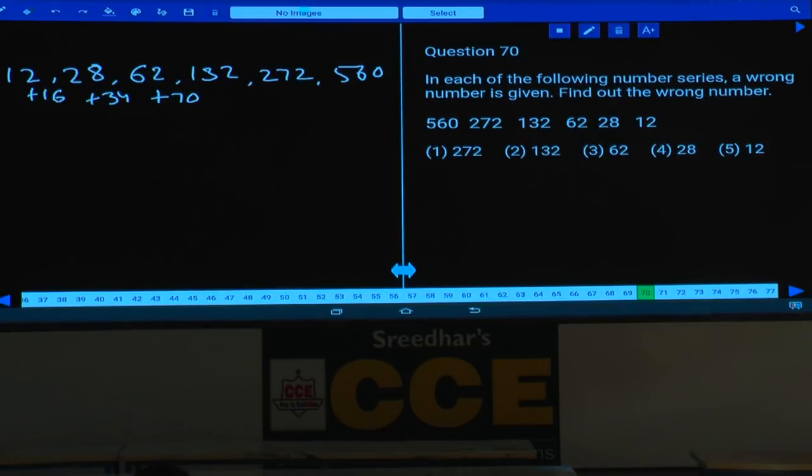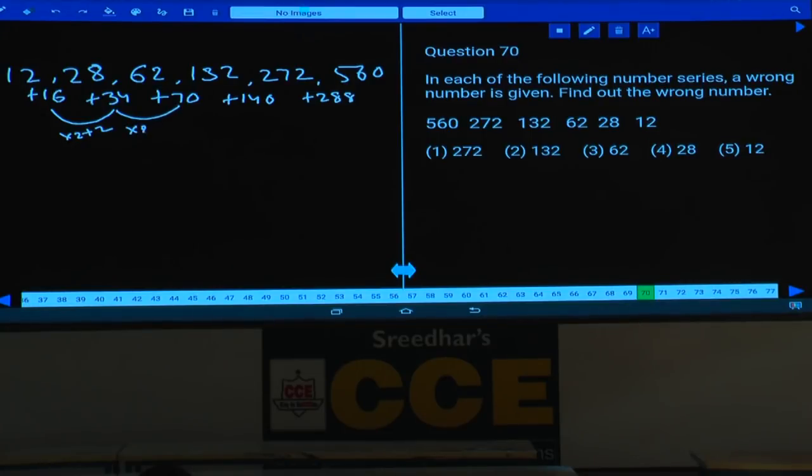And 132 and 272, here it must be 140. And the next difference is 272 and 560, which is 288. Now out of it, 16 and 34, how can you express this one? 16 into 2, 32 plus 2 is 34.